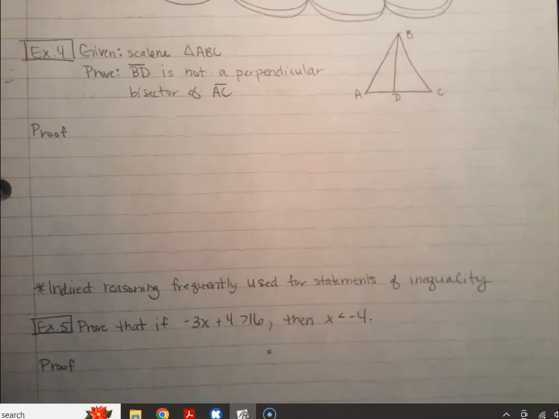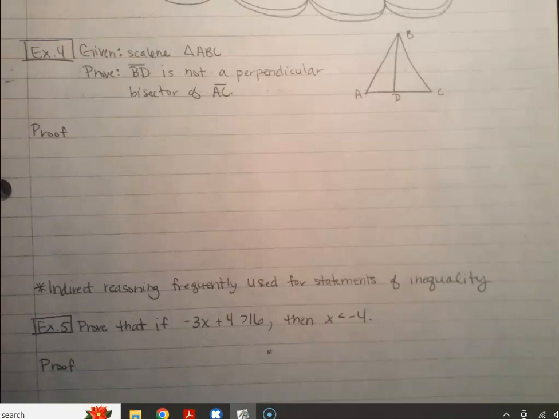Sometimes, well, yeah, we'll do example 4. Okay, so we want to get that step 1 in here. So assume the opposite. So let's look at what it's giving us. All right, so given scalene triangle ABC, prove that BD is not a perpendicular bisector of AC.